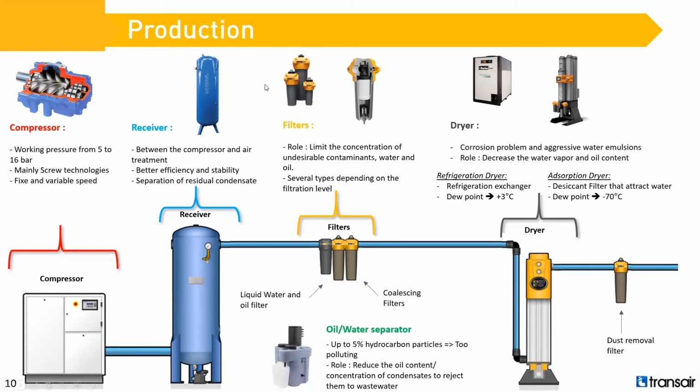Last element of the compressor room is the oil and water separator. The condensate you're going to extract at the different stages of the compressor room is going to have hydrocarbon particles in it. Actually, they can go up to 5%, which is too polluting. The separator is there to reduce the oil content of the condensate in order to reject it to the wastewater. The separator is going to separate the oil and the water. We're going to keep the oil and release the water in the wastewater.